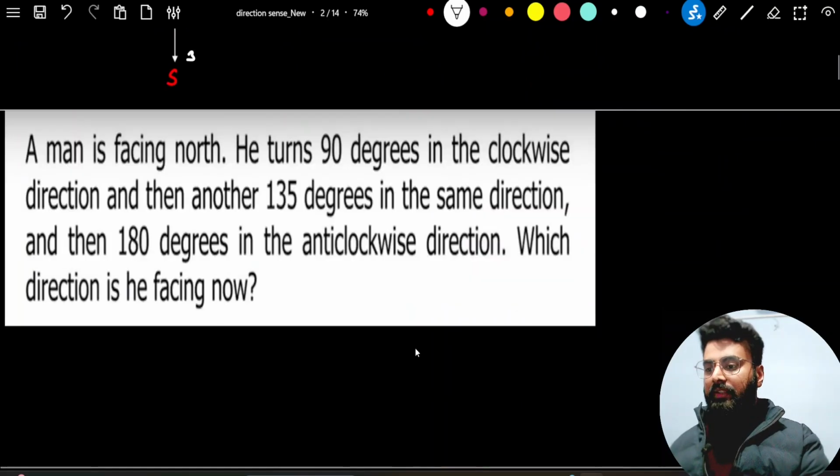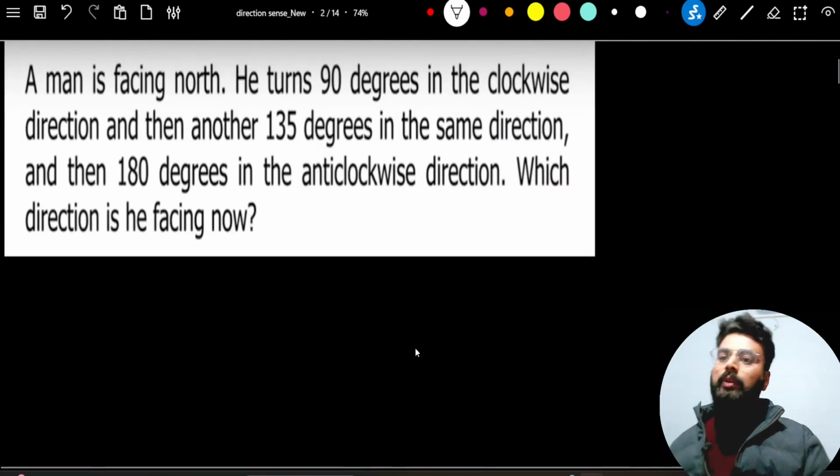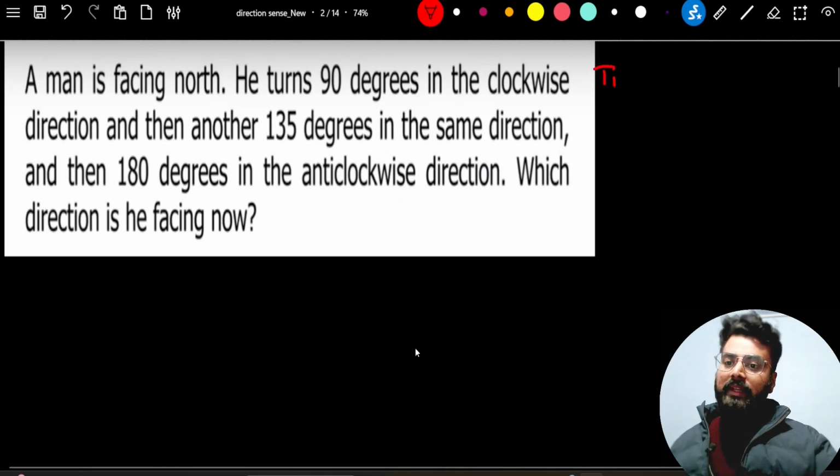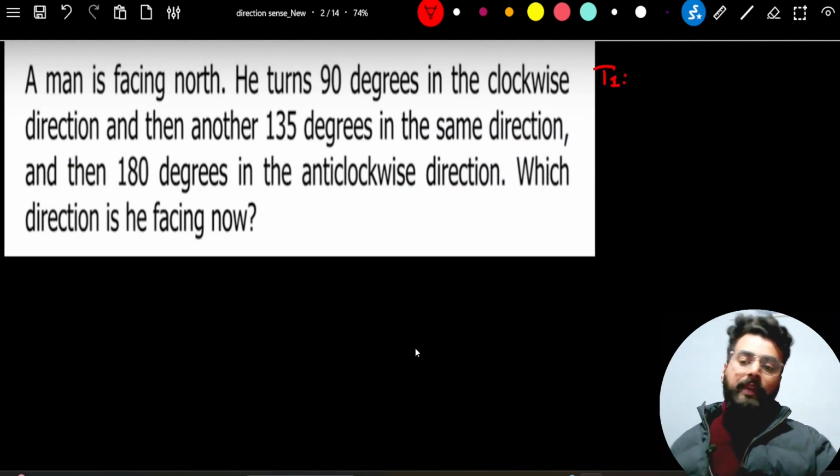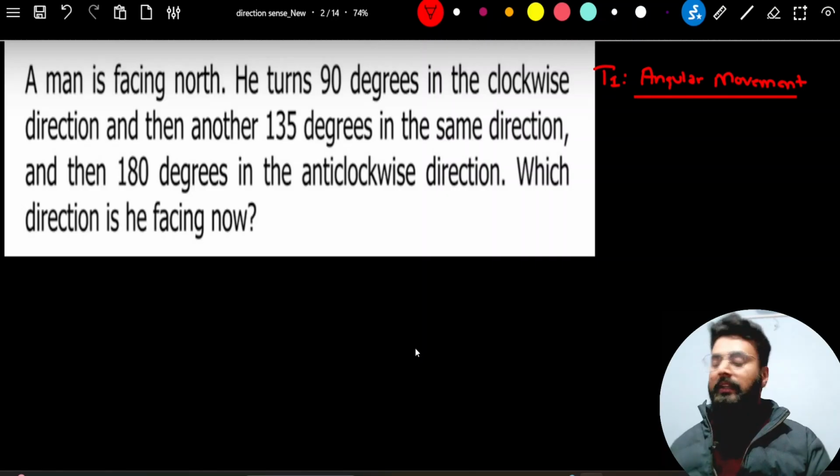So this is the first type. Now the name of this type is problem based on angular movement. Let us call it type 1 problem. These are problems where some angular movement will be given to you. Read the problem once. A man is facing in the north direction. He turns 90 degree in the clockwise, then 135 degree in the same direction, and finally a 180 degree turn in the anti-clockwise direction, and we have to find in which direction is he facing now.